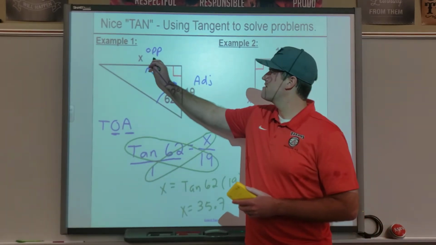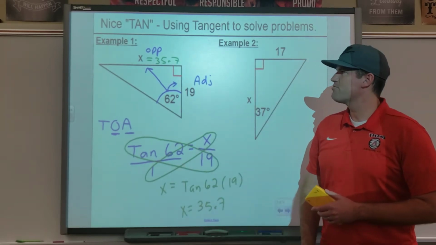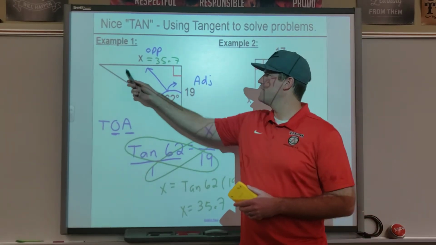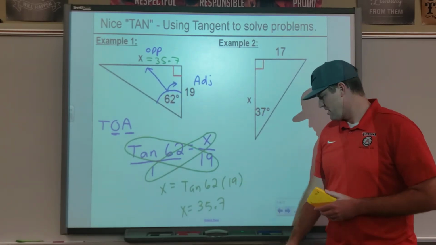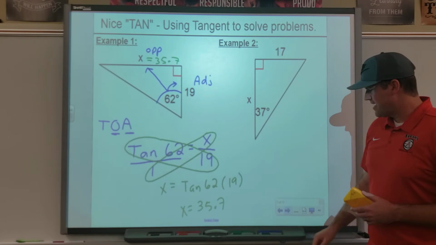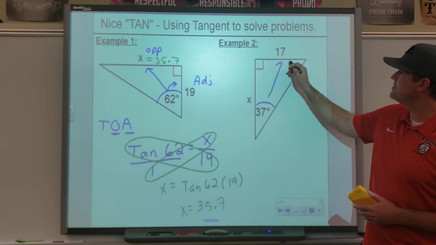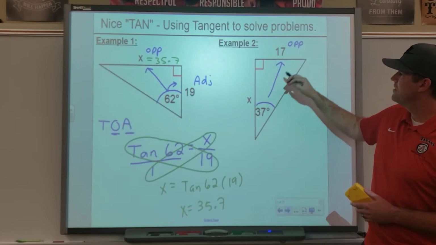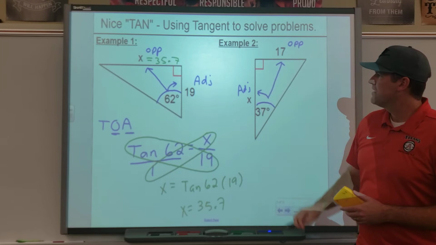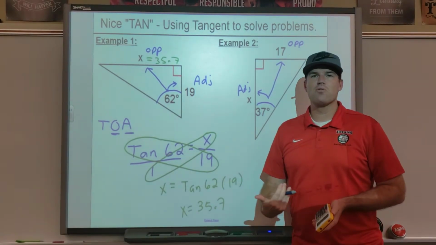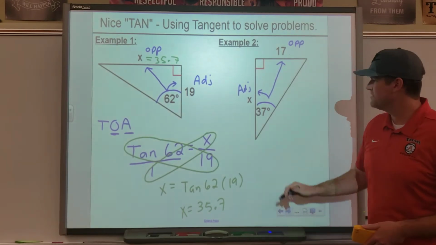So I go up here, my x is 35.7, which seems reasonable. This angle is bigger than that one, so this side should be longer than that one, and it is. All right, next example. I need to identify this side here, which is opposite. I need to identify this side here, which is adjacent. And you'll find that the problems we're doing today, we're always going to have the opposite and adjacent, and that's why we're going to use tangent.